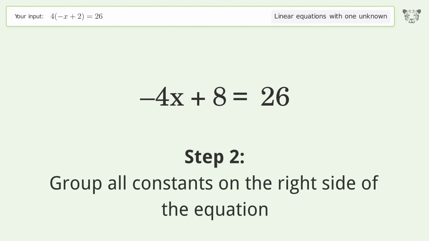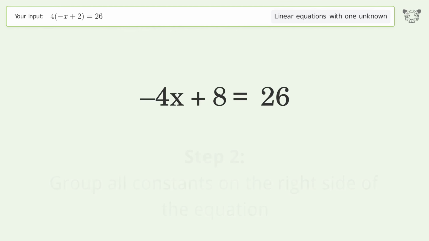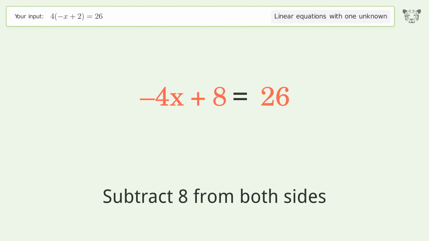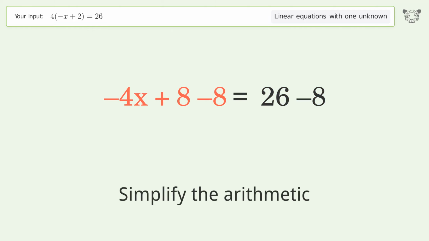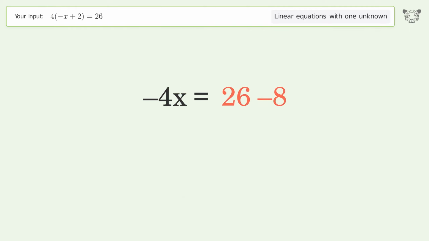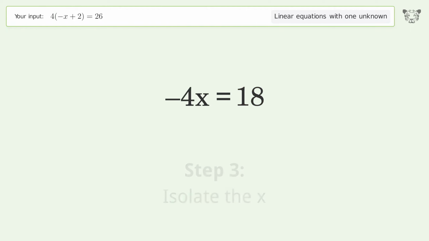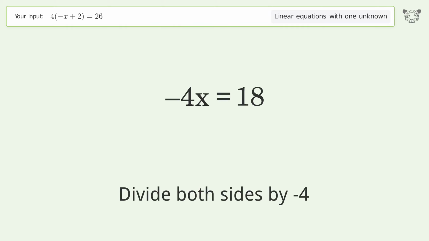Group all constants on the right side of the equation. Subtract 8 from both sides. Simplify the arithmetic. Isolate the x. Divide both sides by -4.